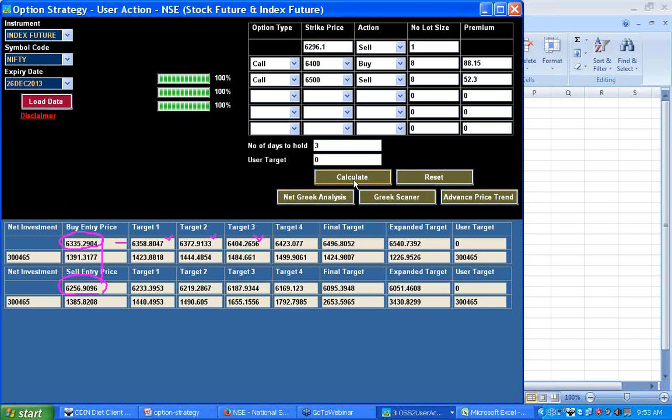So I have to calculate this one. Reset. I have to sell one lot. Here I have to use a call option: the 6,400 call option. I am buying 8 lots and I am selling the 6,500 call option, selling 8 lots to make it delta neutral, with a 3 days holding period. I'm just calculating this one.